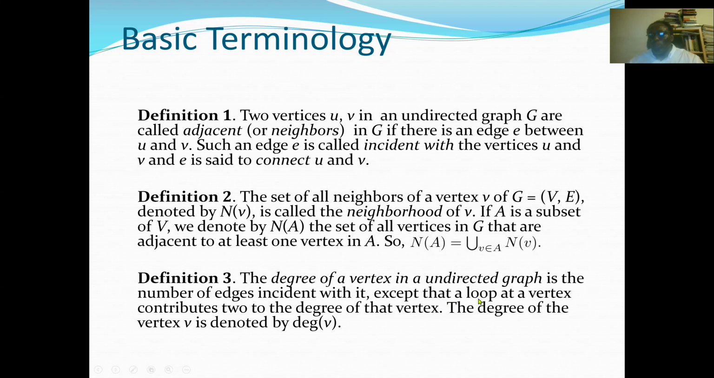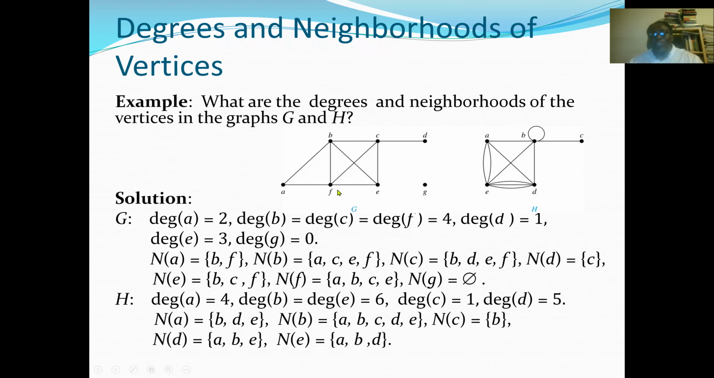except a loop. When we have a loop, it will be 2. A loop at a vertex contributes 2 to the degree of that vertex. So if I have a regular edge, then it's 1 degree if it's only 1. If I have 1 loop, then it's 2 degrees. And we'll see an example. So this is a good example.